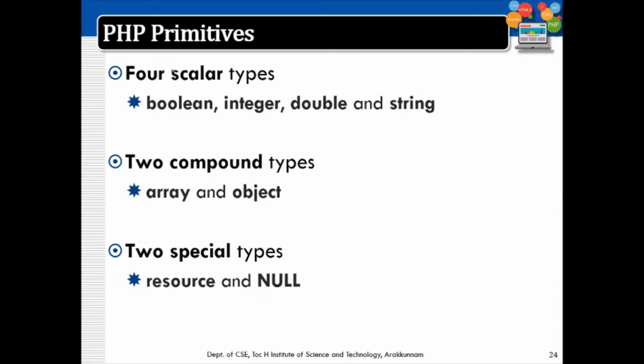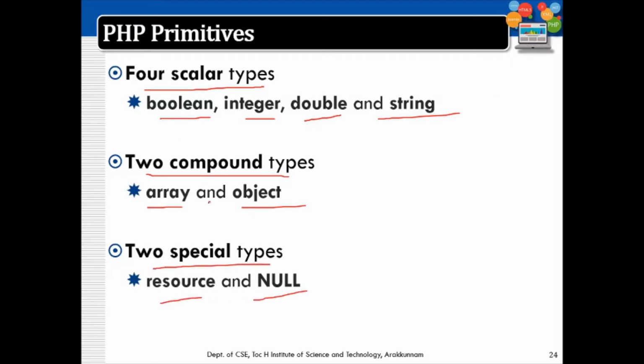PHP primitives are of different categories. We have 4 different scalar primitives which are Boolean, integer, double and string. We have 2 compound primitives which are array and object, and 2 special types, resource and null. Out of these we will be studying the 4 scalar types and array.